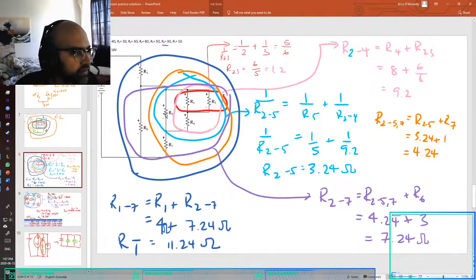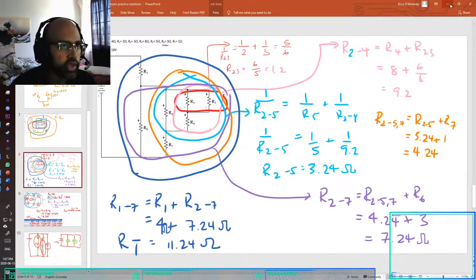2 to 5 and then 7. This was series. However, 2, 5, and 7, that orange part, and this resistor 6 are in parallel with each other. So I made a mistake here. I should have used parallel rules, but by accident I just added them up like they were series. But look at resistor 6. Resistors 2 to 5 and also 7 are parallel to that. So I should have used parallel rules.